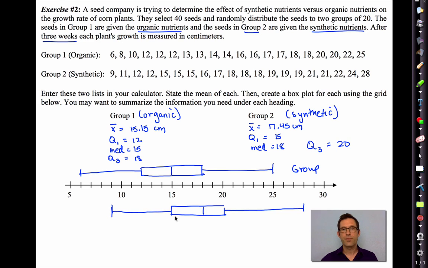So what those box plots do is they give us a good sense for how things overlap, what the spread of the data is. And really, the two box plots look very similar. It just seems like the synthetic one has been moved up by about 3 centimeters. About. All right? Pause the video now and write down anything you need to.